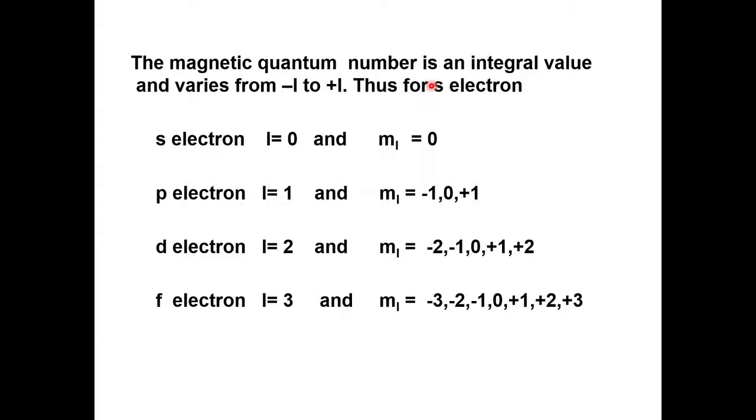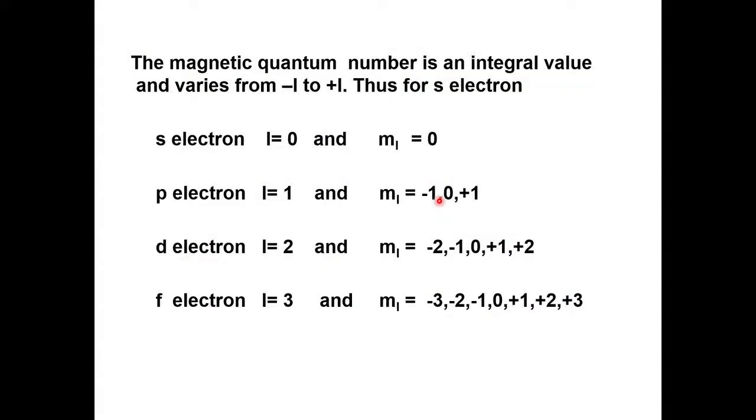Okay. So, for s electron, l is 0 and magnetic quantum number ml is also 0, because it is spherical in shape, it has no effect of the magnetic field. For p electron l is 1 and ml can have values of minus 1, 0 and plus 1. So, for l equal to 1, there are 3 energy states corresponding to different magnetic fields.